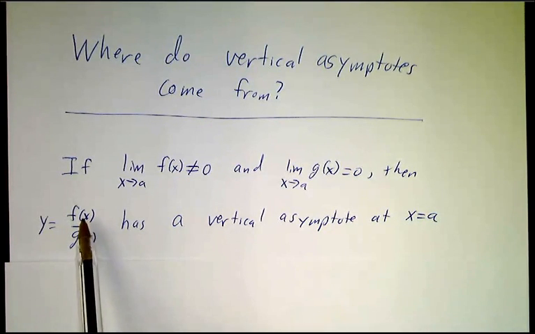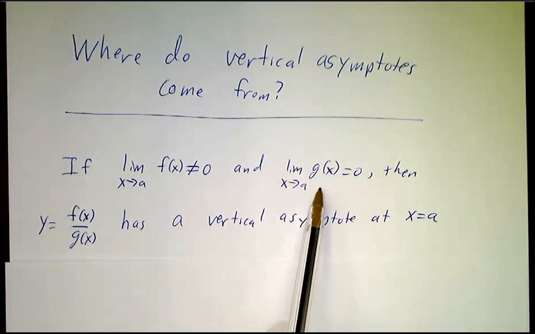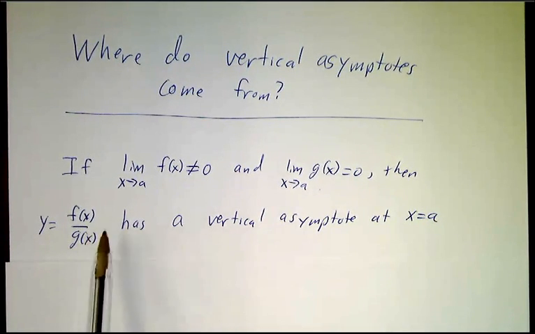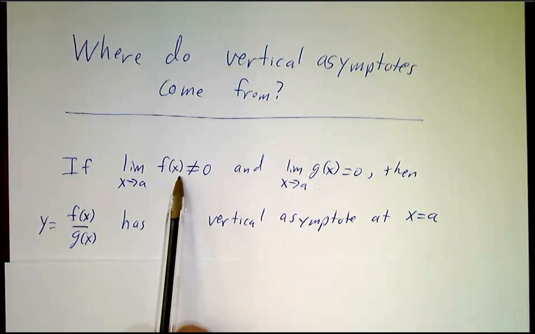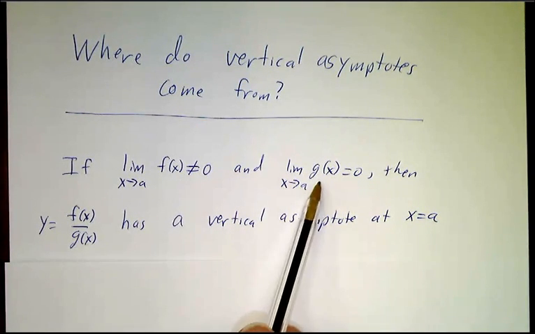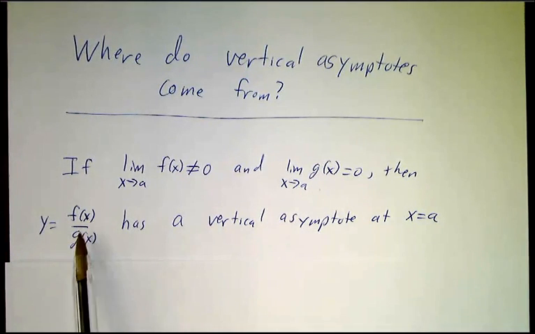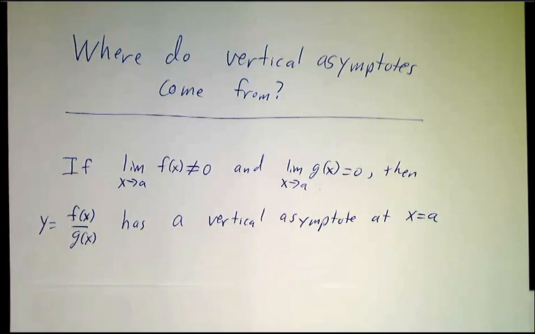So if you have a ratio f of x over g of x, and the denominator goes to 0, and the numerator doesn't, then you're going to get a vertical asymptote. Because if you pick a number that's very close to a, f of x is not going to be close to 0. G of x is going to be close to 0. And what happens when you take a reasonably sized number and divide it by a tiny number? You get a gigantic number.